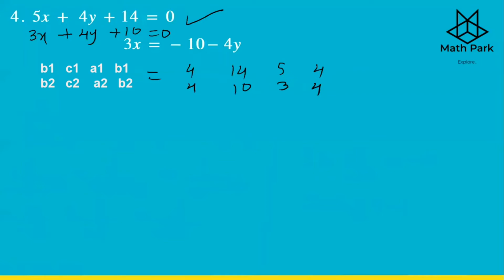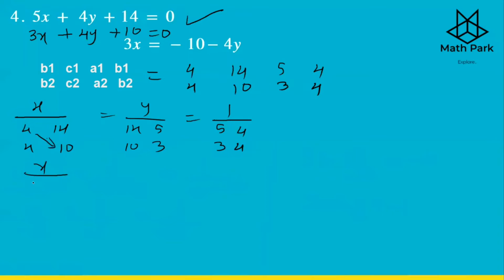So let us write the values again of what is x upon. So x upon 4, 14, 4, 10 is equal to y upon 14, 5, 10, 3 is equal to 1 upon 5, 4, 3, 4. Okay. So let us cross multiply. We get x upon 4 times 10 is 40 minus 14 4s are 56. Is equal to y upon 14 3s are 42 minus 10 5s are 50 is equal to 1 upon 5 4s are 20 minus 4 3s are 12.